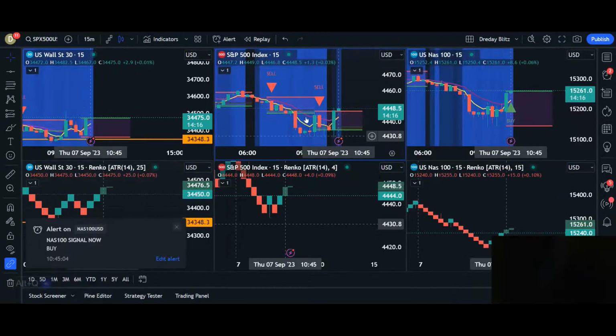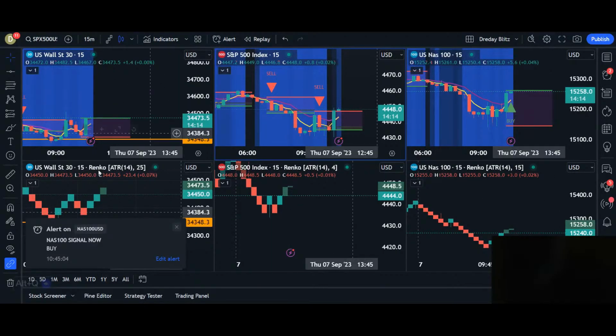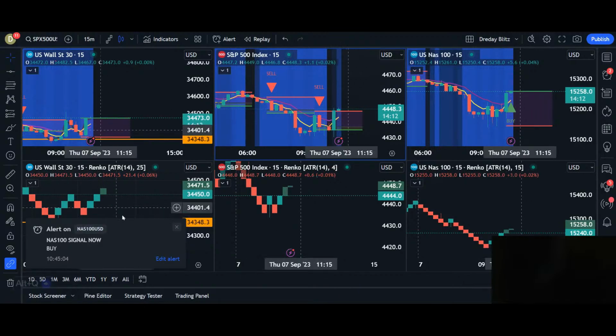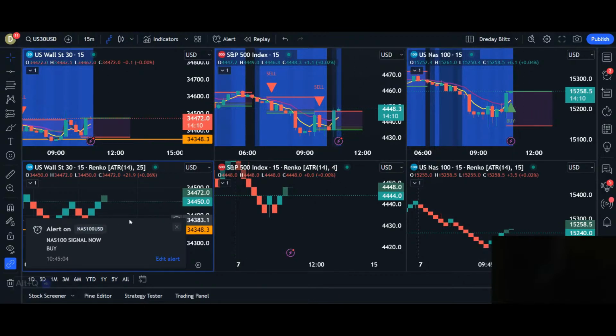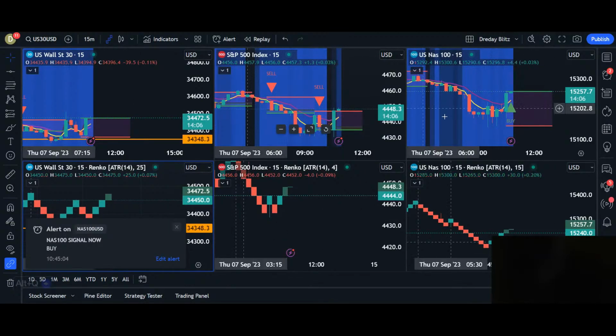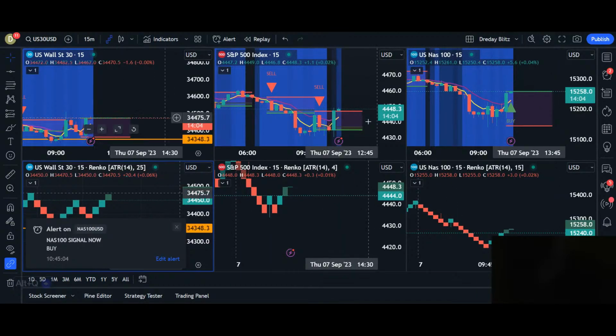So that's why I'm showing you guys exactly the right way to trade. Basically, a hybrid type of trading, but it will give you some more confidence in the market.